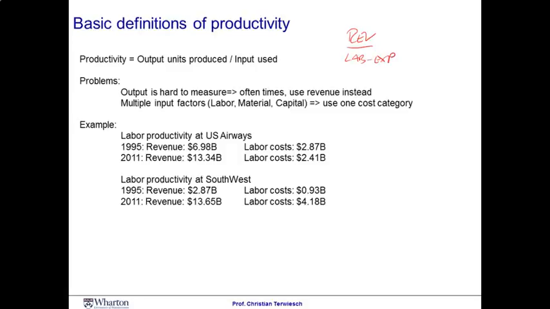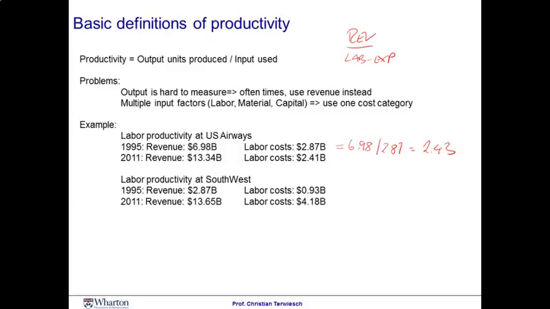Let's try this out for the US airline industry. In 1995, US Airways had $6.98 billion of revenue. Their labor cost was $2.87 billion. This gives us a labor productivity of 6.98 divided by 2.87 equals 2.43.